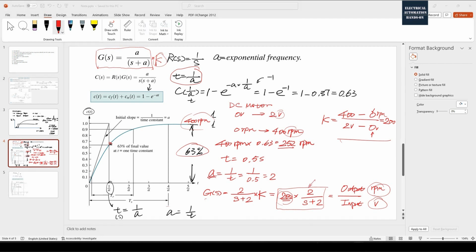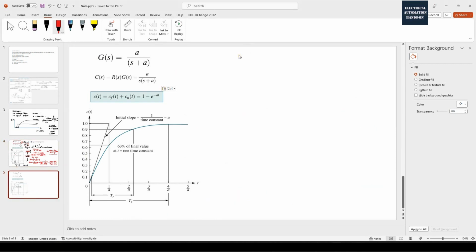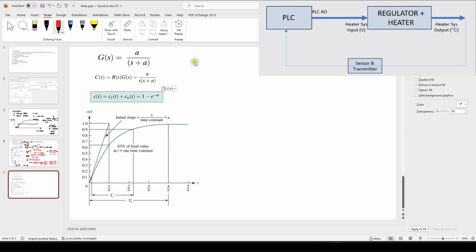Then let me use another example, the temperature. In some cases, the temperature system can also react with this first order behavior. So we can use the temperature as an example. Again, if you are using a PLC or any other regulator to control the voltage to a heater, for example, if we regulate this voltage starting from 1 volt to 5 volts, this is the input signal.